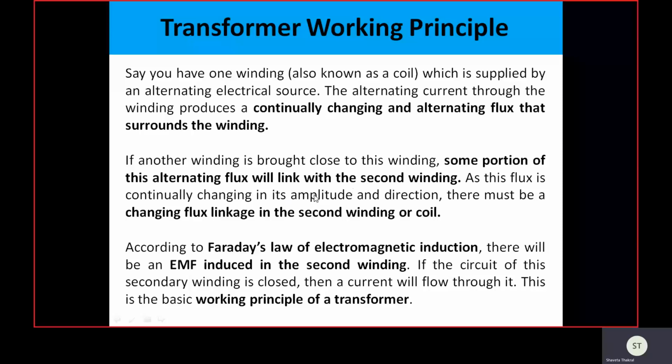As this flux is continuously changing, obviously there will be a changing flux linkage in the secondary winding. According to Faraday's law of electromagnetic induction, an EMF will be induced in the secondary winding. And if we have a closed circuit on the secondary winding, then obviously current starts flowing in the circuit. So this is the basic working principle of the transformer.